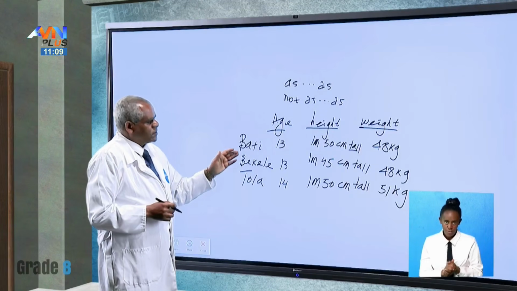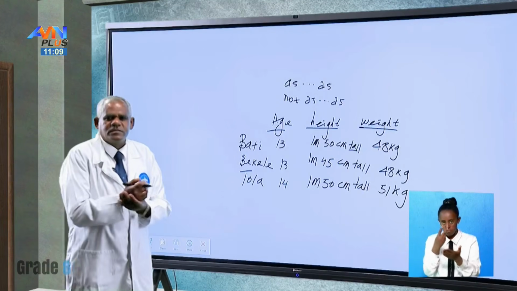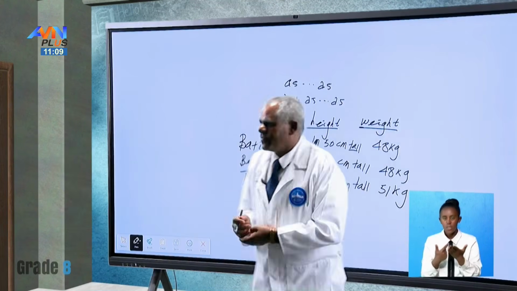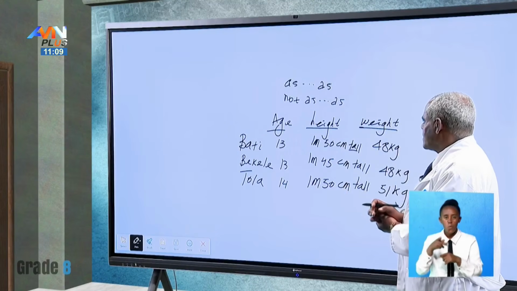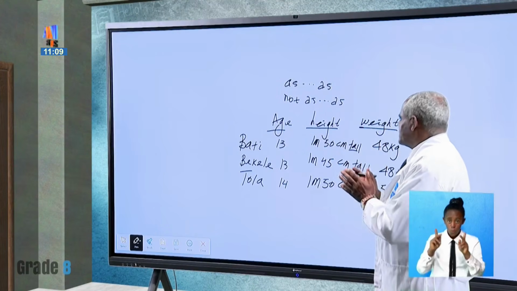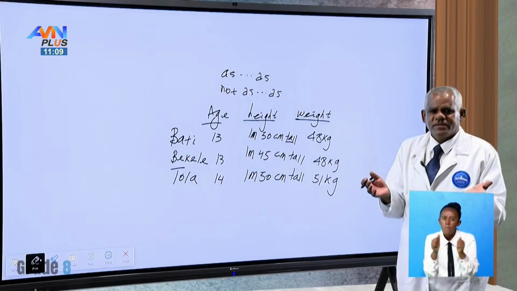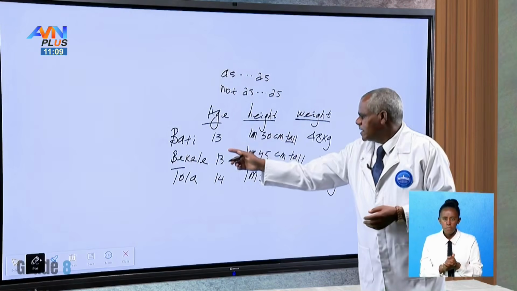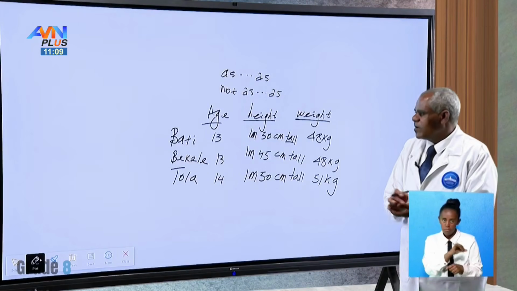The same is true in all the cases. Let's go and compare these three students based on their age, height, and weight. Okay, who do you think is similar in their age? Of course. Who are they? Definitely. They are Bati and Bagala. They are the same in age. Therefore, what do you say here now?